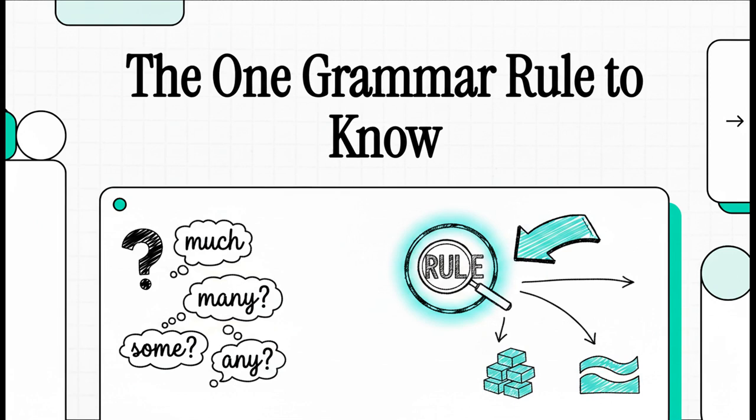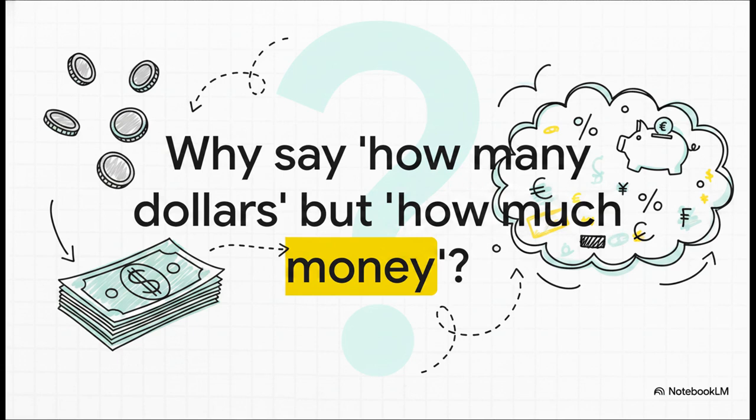Let's break it down. This question right here gets to the very heart of the issue. I mean, think about it. We can count dollars, $1, $2, $100. But the word money, we treat it totally differently. So what's going on? Well, that's the exact puzzle we're going to solve today. And trust me, the answer is way simpler than you'd think.